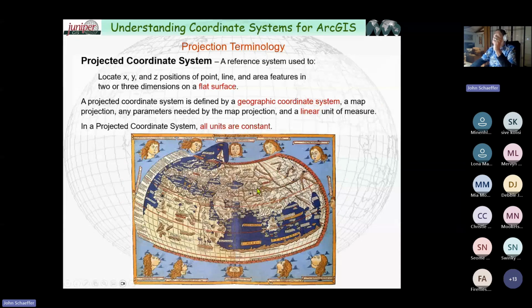A projected coordinate system, that's a reference system used to locate X, Y, and Z positions of point, line, or area features in 2 or 3 dimensions on a flat surface. Now, a projected coordinate system is defined by a geographic coordinate system. So realize you have to have that first, a map projection, any parameters needed by the map projection, and a linear unit of measure as opposed to an angular unit of measure. And in a projected coordinate system, all units are constant.